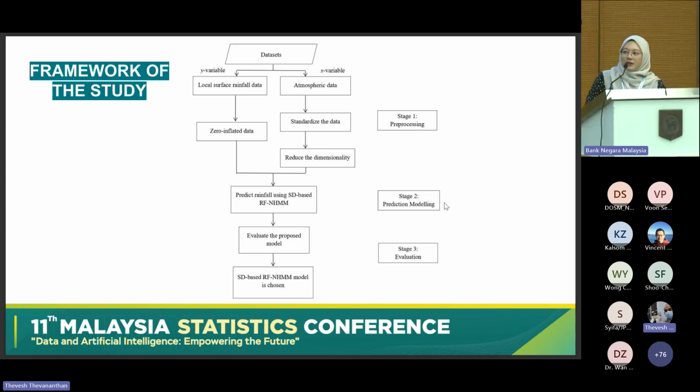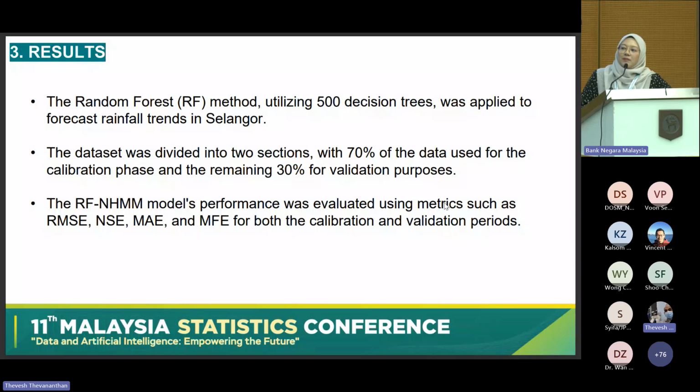And for the Y variable, we apply the non-homogeneous Markov model to capture the zero-inflated data, and the application of the NHMM reveals a well-defined symmetric distribution, resembling a bell curve. For stage two, we apply random forest utilizing 5 decision trees to forecast rainfall trends in Selangor. The dataset is divided into two sections, with 70% of the data used for the calibration phase and the remaining 30% for validation. The proposed model performance was evaluated using metrics such as root mean square error, Nash-Sutcliffe efficiency, mean absolute error, and mean forecast error for both the calibration and validation periods.